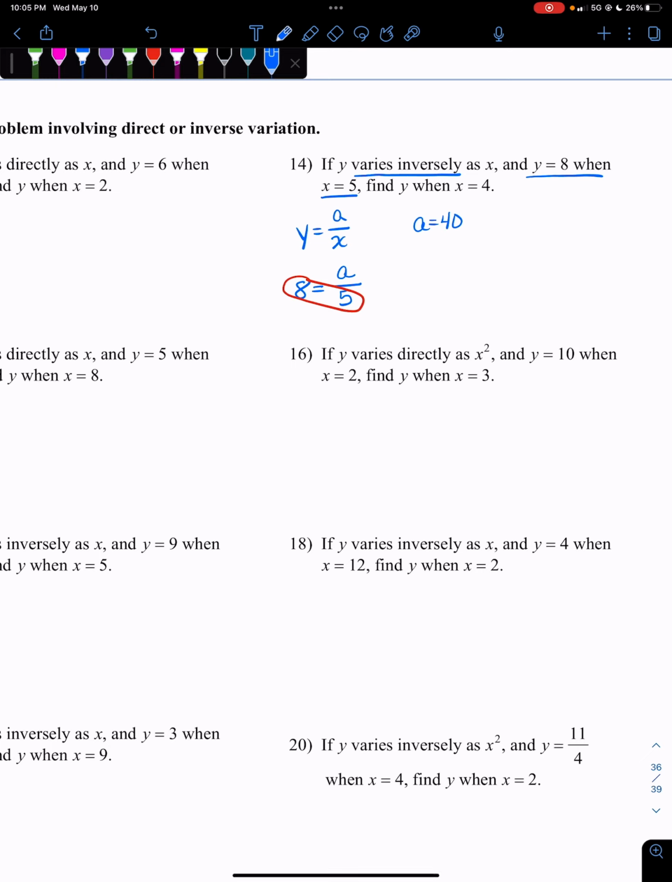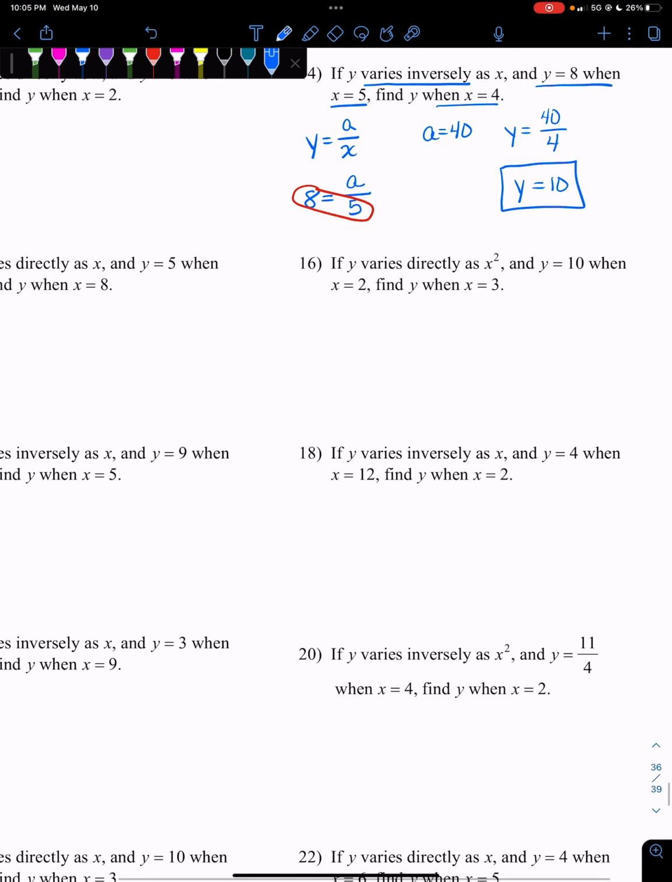So if it asks us to write the equation, we've got y is equal to 40 over x. Now we know x, because it says x is 4. So we have y equals 10. It said find y when we know x equals 4.